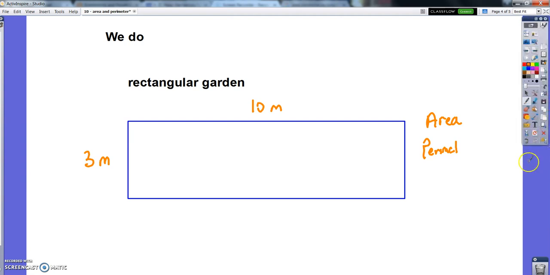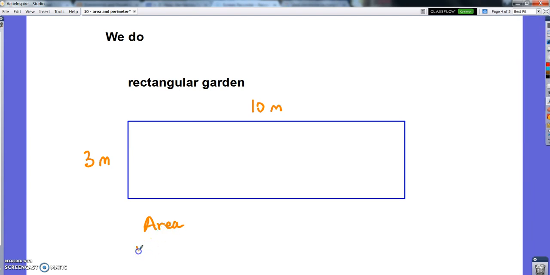I'm going to move those. I don't want to put those there. I'm going to be too bunched up. Let's find the area and the perimeter of this garden.